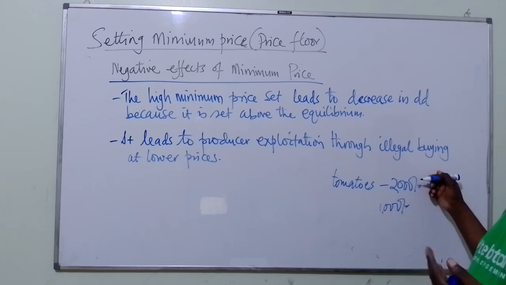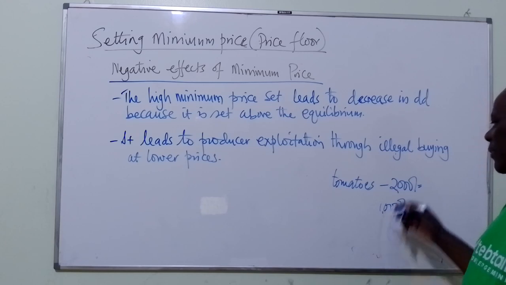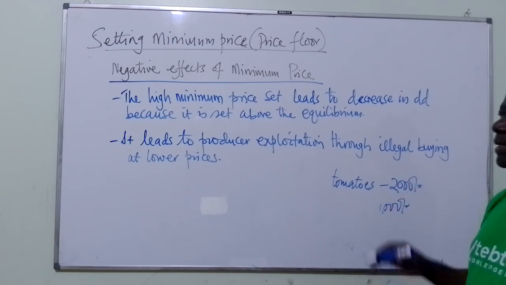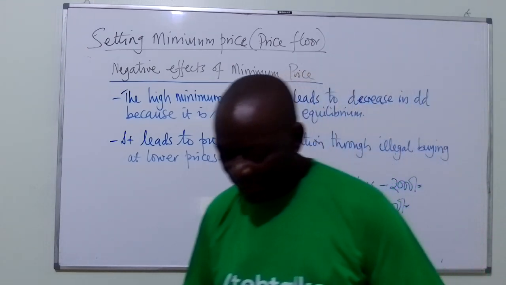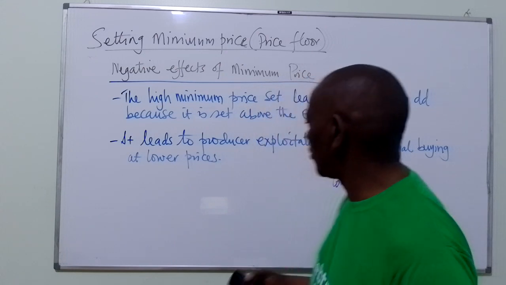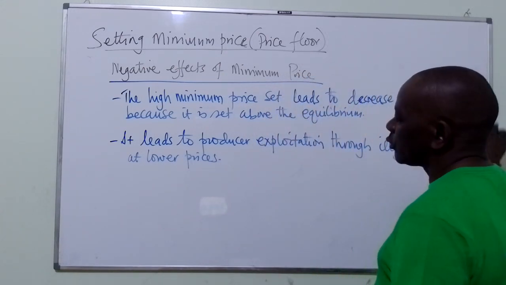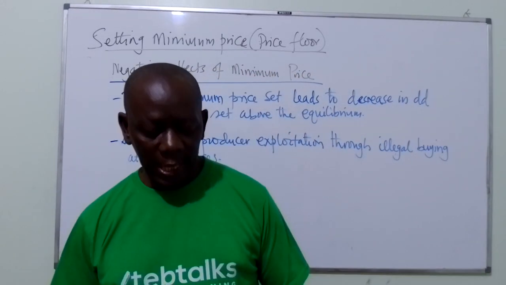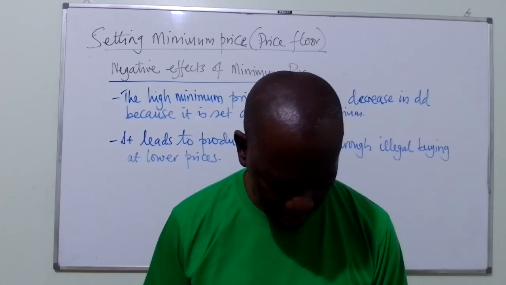The set price is higher, but now the buyers will say, you go to government and it buys those things. If the government cannot buy, the buyers will buy at a lower price. And that is a consumer exploitation. So there is that situation where consumers may be exploited through lower prices at which commodities are bought.